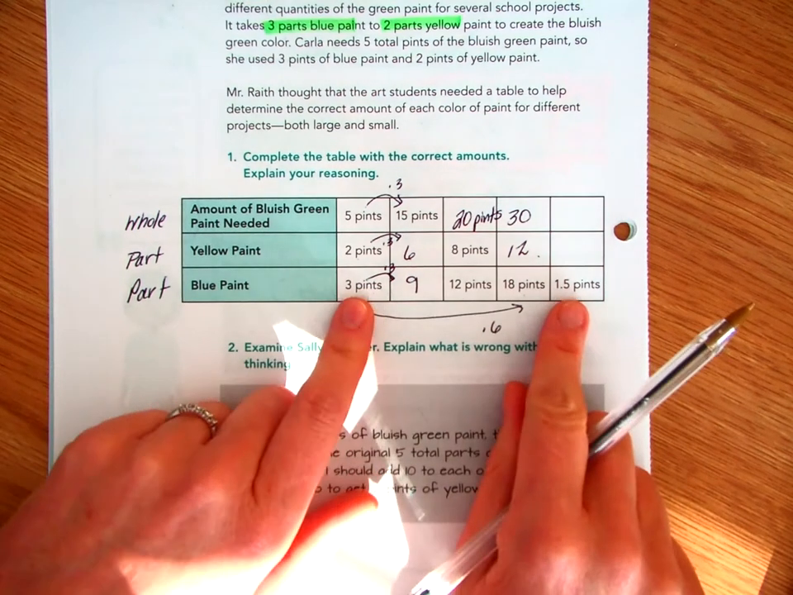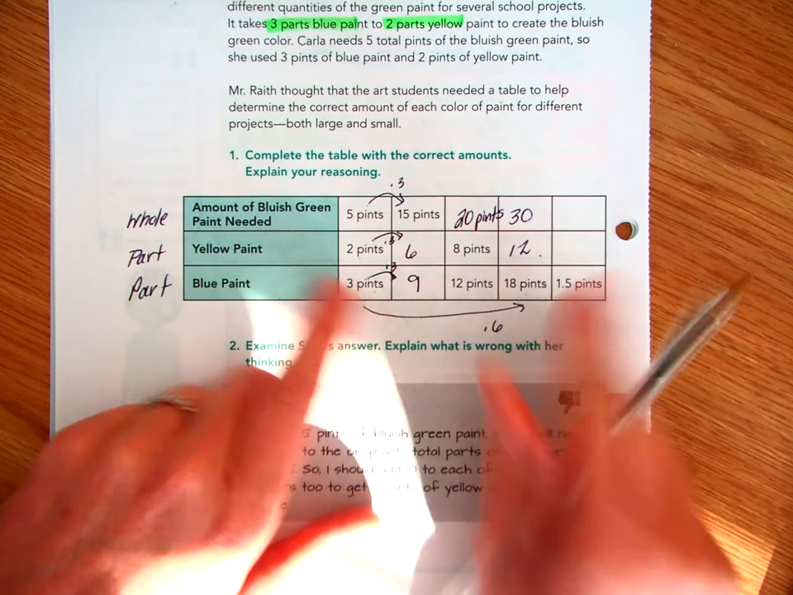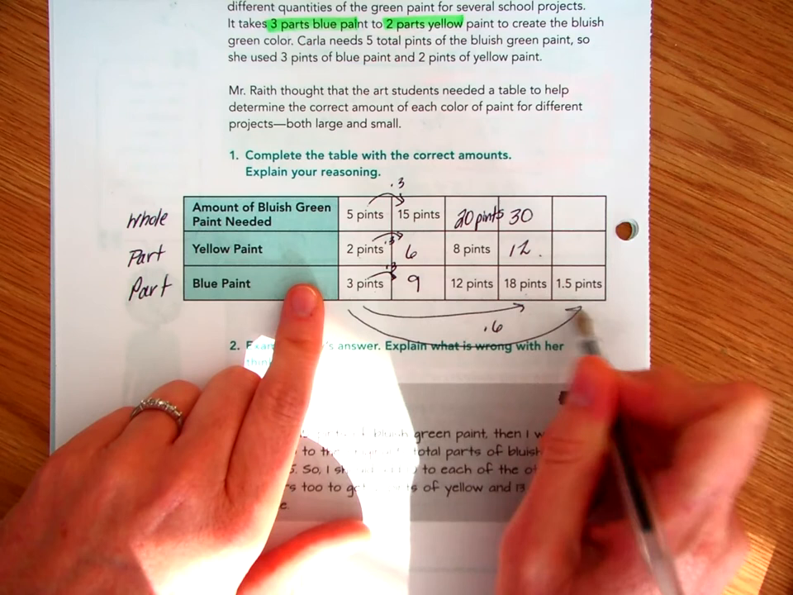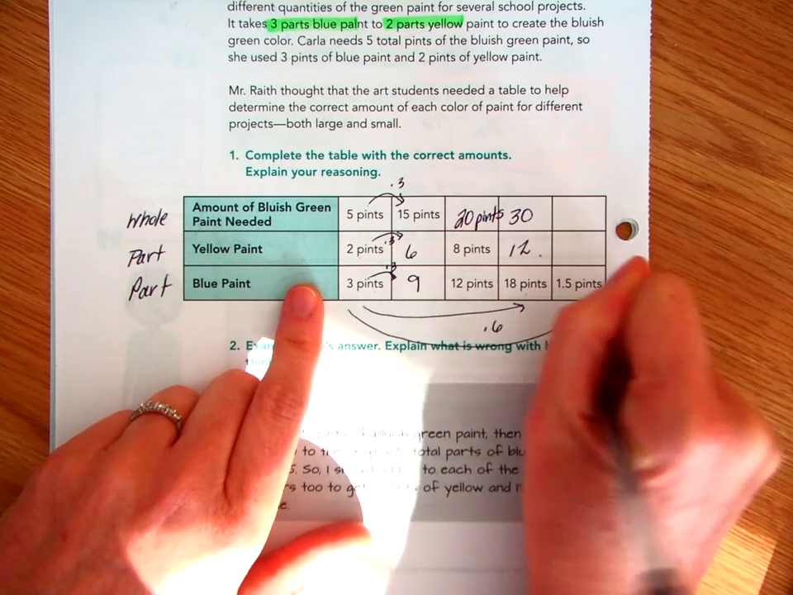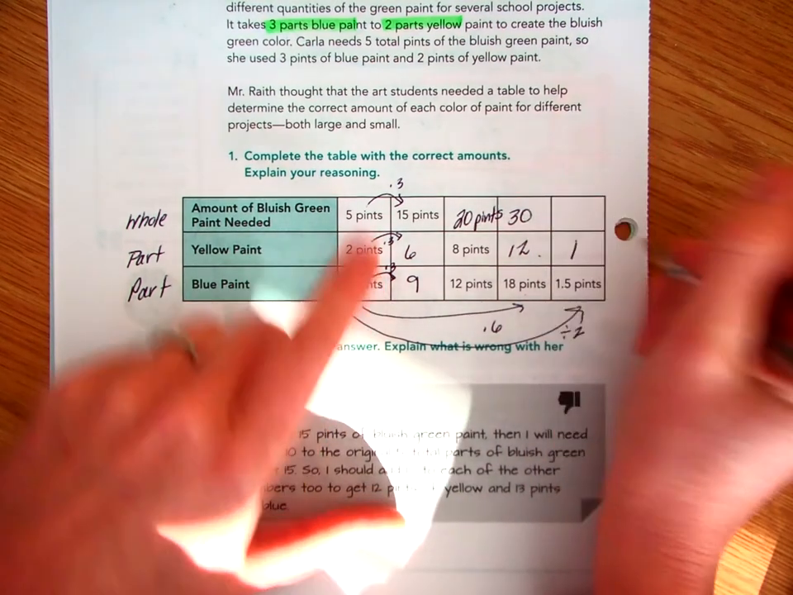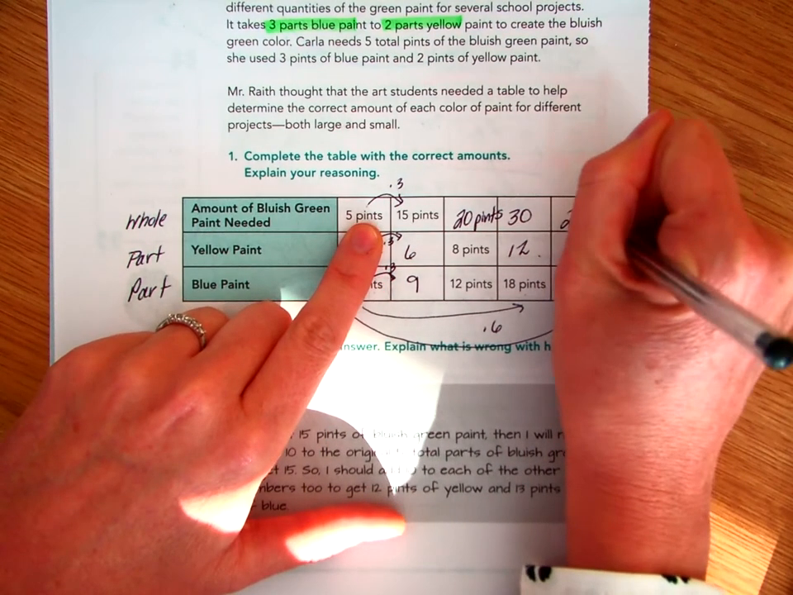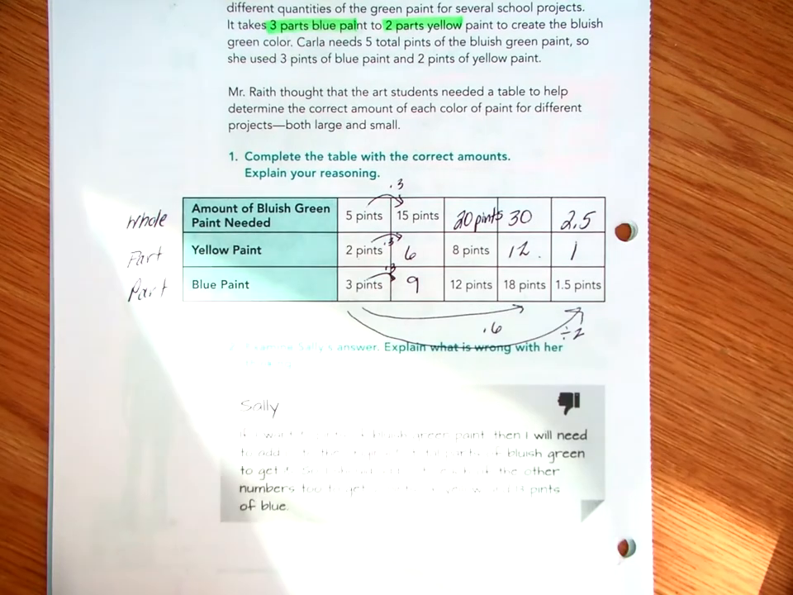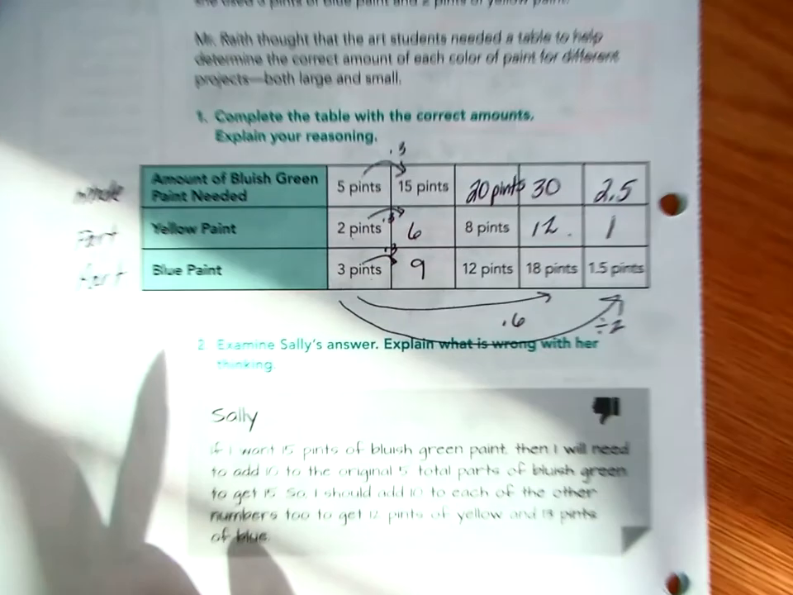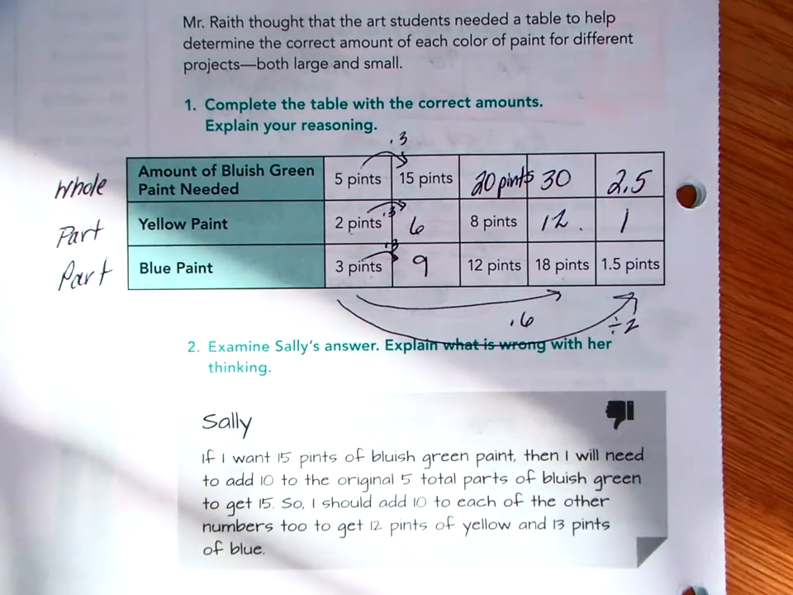3 to 1.5 is cut in half. That's divide by 2 from this column to this column. 2 cut in half is 1. 5 cut in half is 2.5. Check your table. See if you can find the relationships.